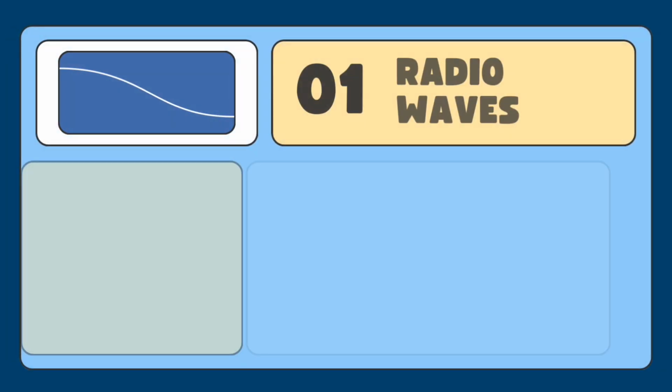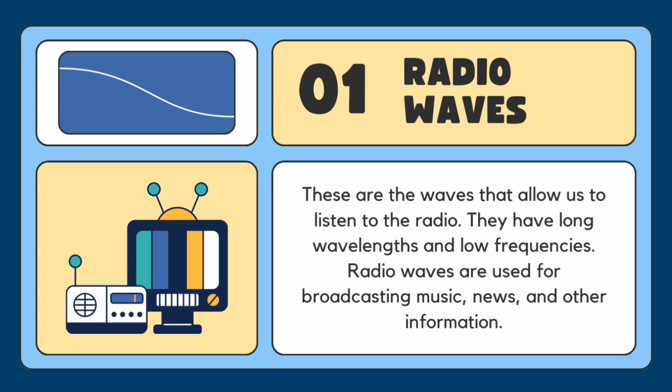Now we will study the radio waves. These are the waves that allow us to listen to the radio. They have long wavelengths and low frequencies. Radio waves are used for broadcasting music, news and other information.